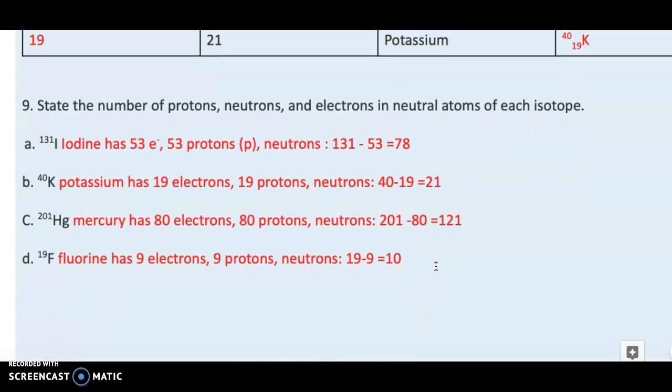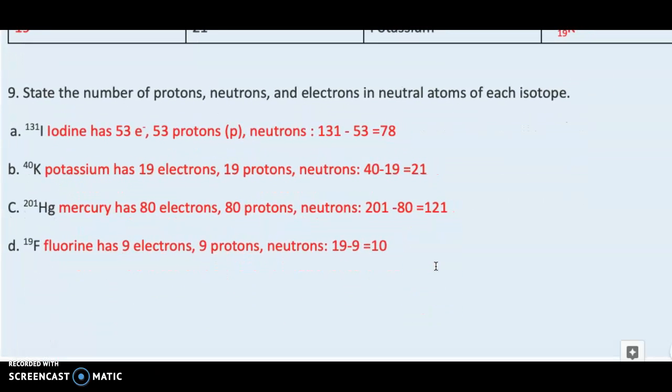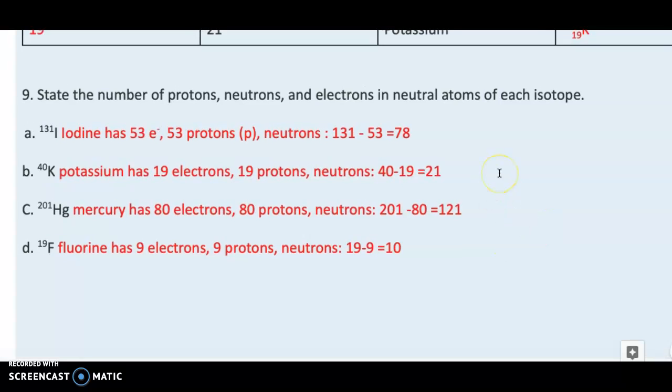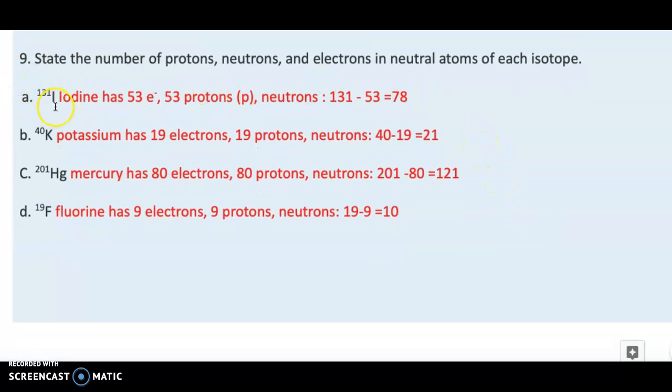Okay, next one. State the number of protons, neutrons, and electrons in a neutral atom of each isotope. So, you are given an isotope. This is a symbol of an element and the mass, right? So on top, you have your mass. On the bottom, you have atomic number. So here our mass is 131. So by looking up iodine in the periodic table, you can find that it has 53 electrons. By the way, this is a symbol for electron. 53 protons, because the atomic number is 53.